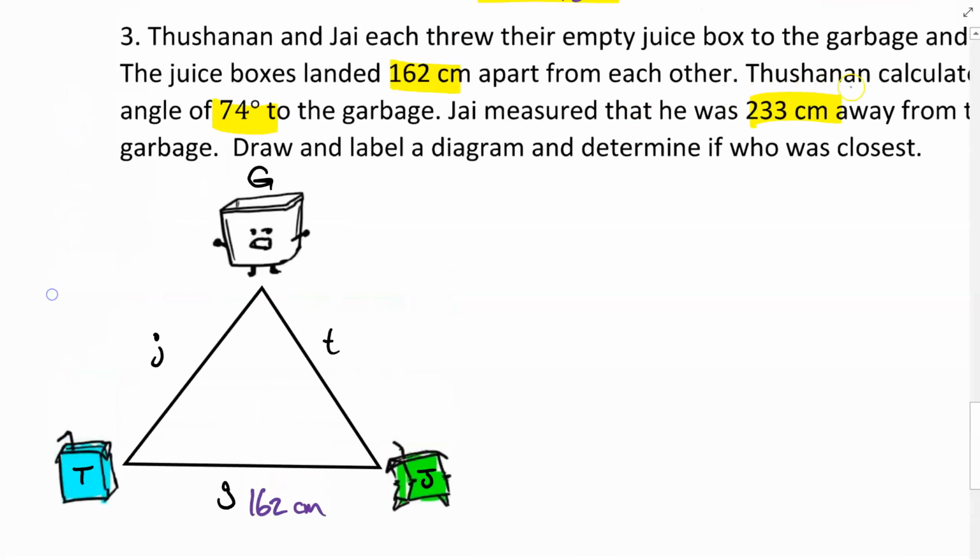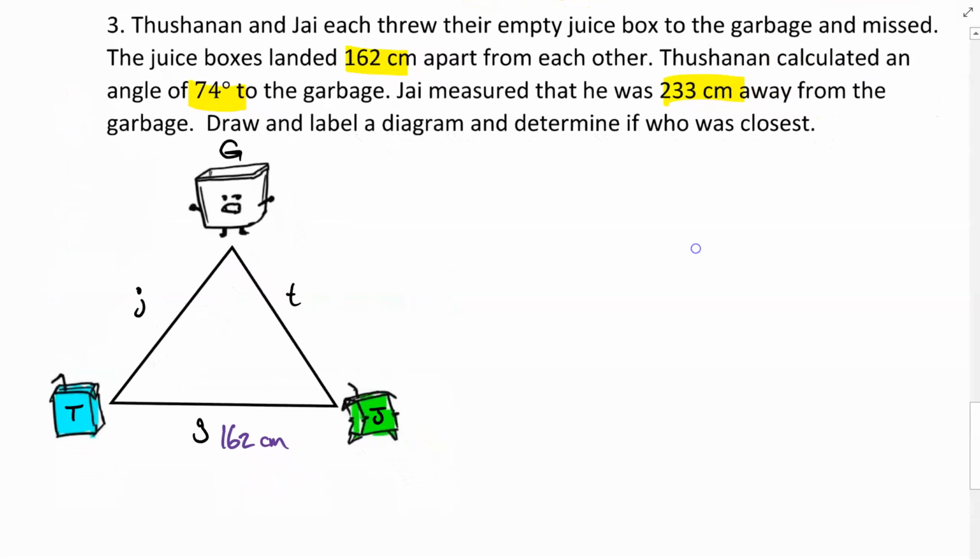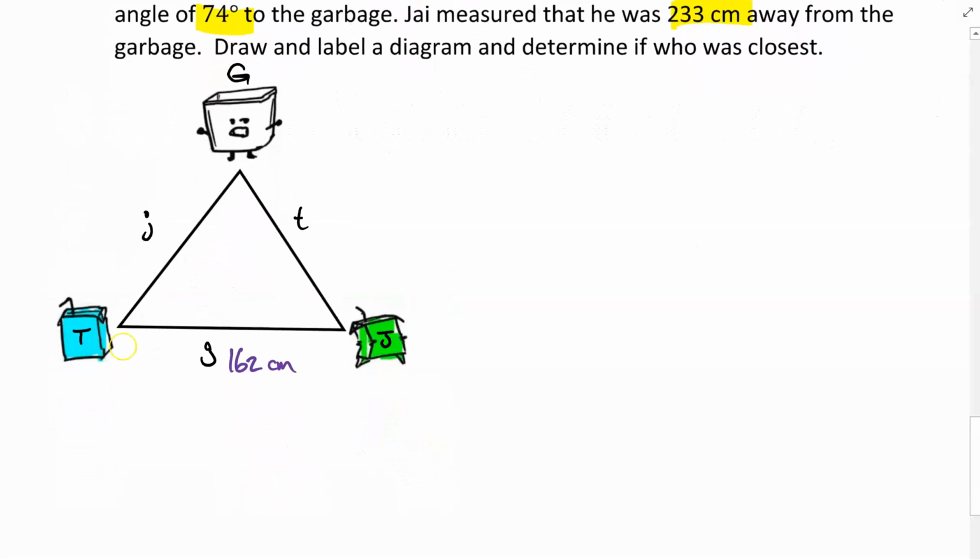What else? Tru Shannon calculated an angle of 74 degrees to the garbage. This is Tru Shannon's juice box, so this should be 74 degrees. And then Jay measured that he's 233 centimeters away. Let's be very clear: draw and label the diagram, and we need to determine who was the closest. Let us not lose sight of our goal. Who was the closest?